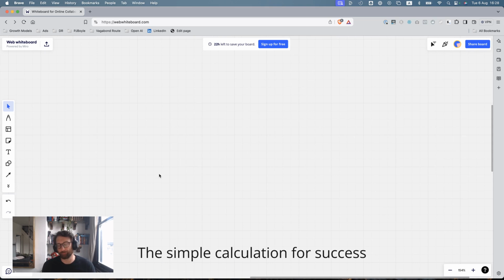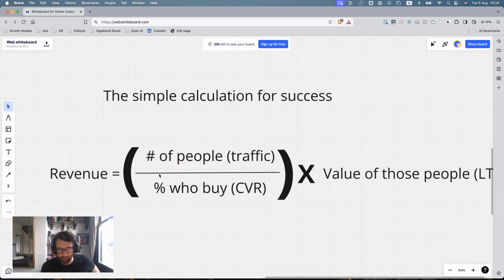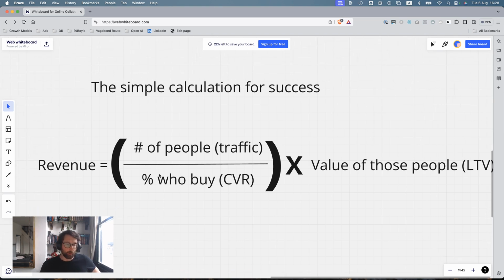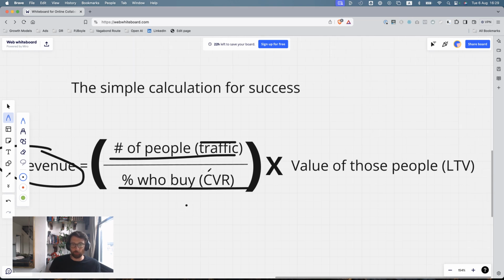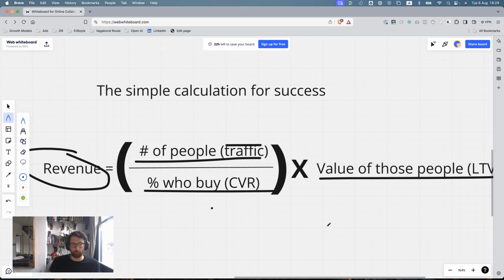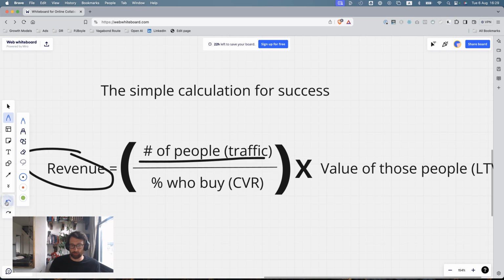So it's a very simple calculation, essentially, and that's what this is. And I don't care whether you are selling digital, physical products, services, whatever, same calculation. As long as you're selling something online, this is the calculation. So your revenue, that's the outcome, is literally just a simple calculation of the number of people who see your offer, most commonly referred to as your traffic, divided by the percentage of people who buy, your conversion rate, and then you multiply that resulting number by the value of those customers. And if you want to increase the revenue, you have to increase one, two, or all three of these elements.